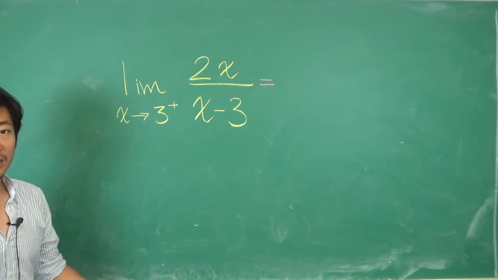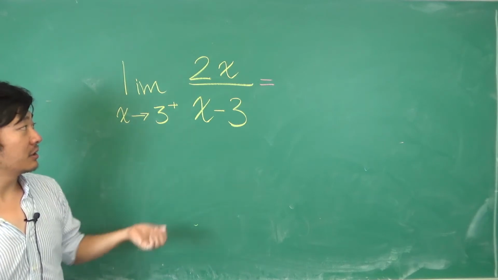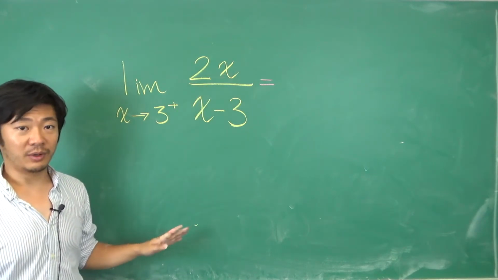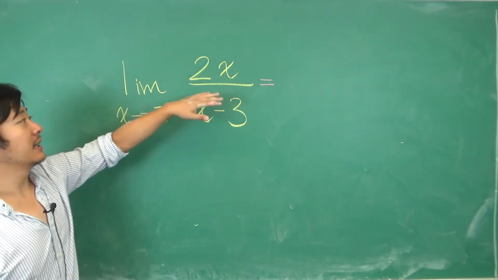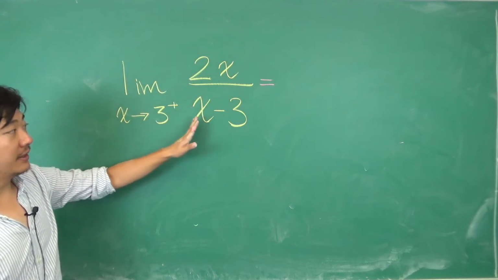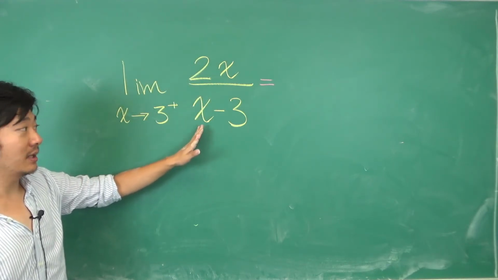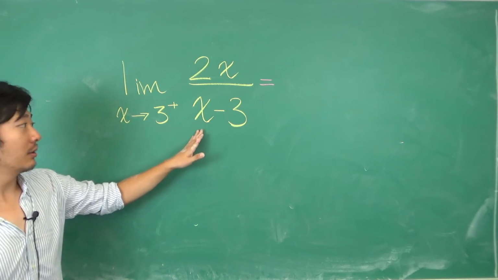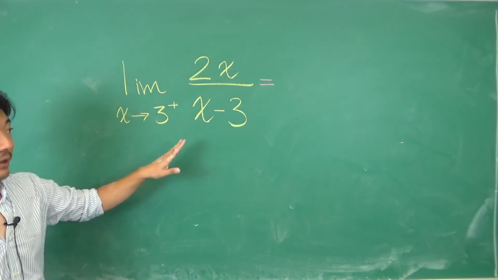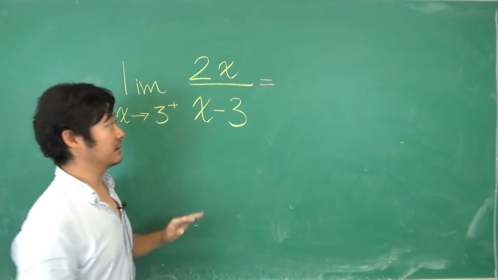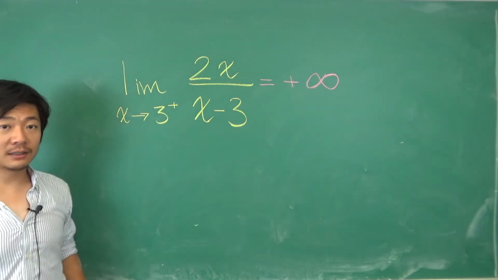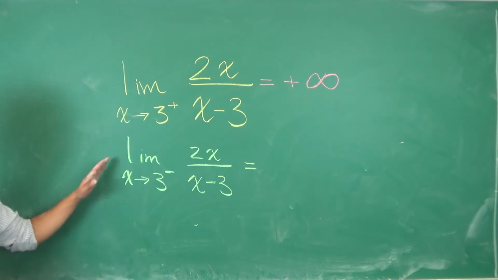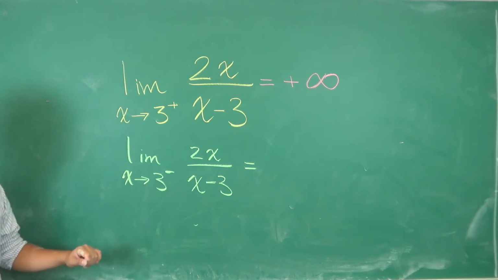So for instance, what is the sign of this function when you plug in x equals 3.1? Well, we can see that the numerator will be positive, and the denominator will be positive because you are subtracting 3 from a number that's bigger than 3. So in total, everything is positive coming from the right, and so we know that this is going to positive infinity.